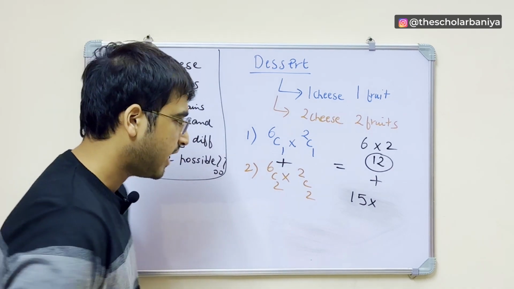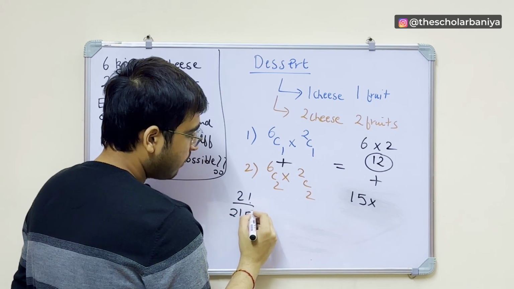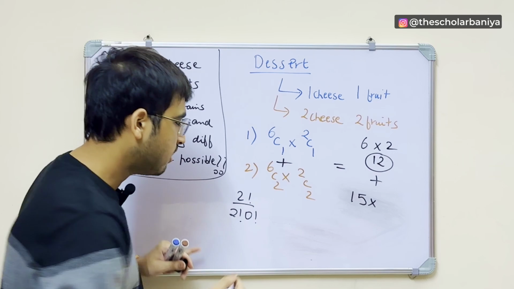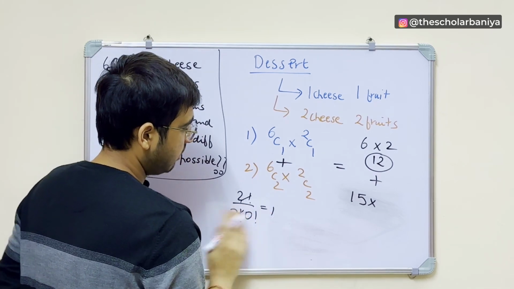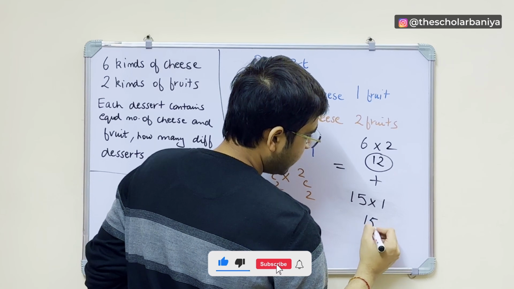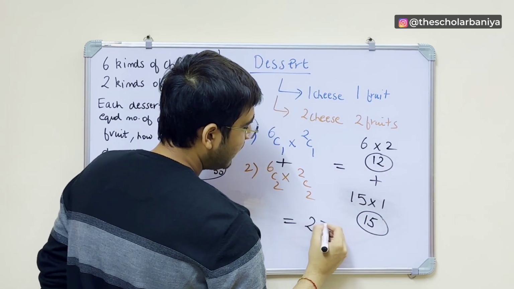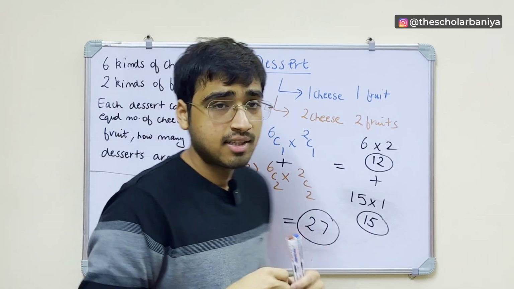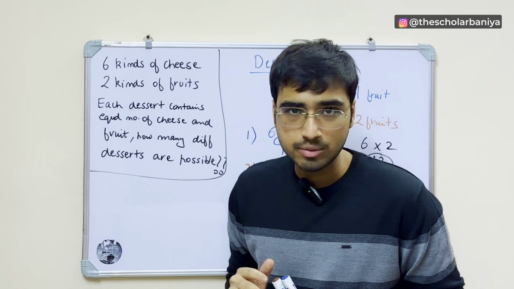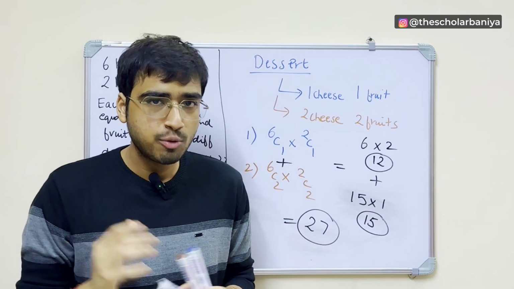2C2 is 1, right? Because if you see 2 factorial upon 2 factorial, 0 factorial. 0 factorial is nothing but 1. The value of 0 factorial is 1. So this gets cancelled, so you will get 1, right? So 2C2 is nothing but 1. So this comes out to be 15. So if you add 12 plus 15, you will get 27 as the answer. So your answer is there are 27 different desserts which are possible using this condition, right? So I hope this should be absolutely clear.